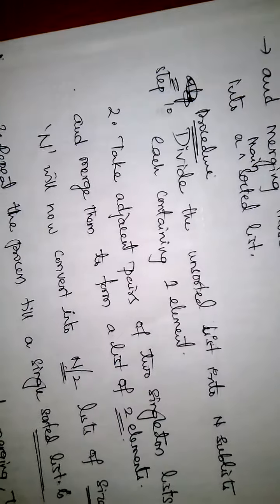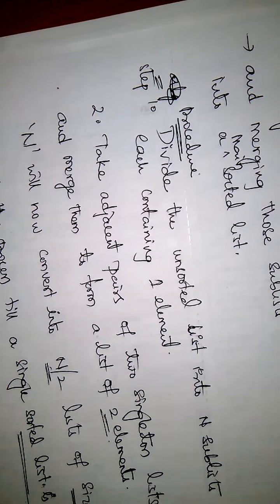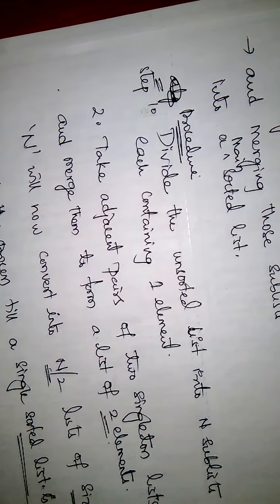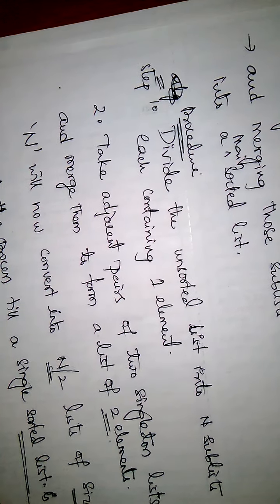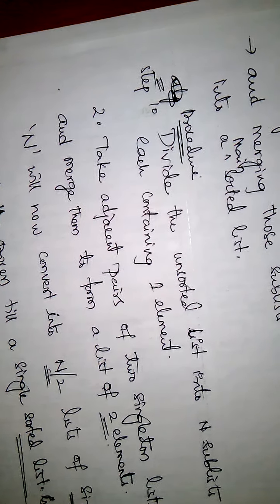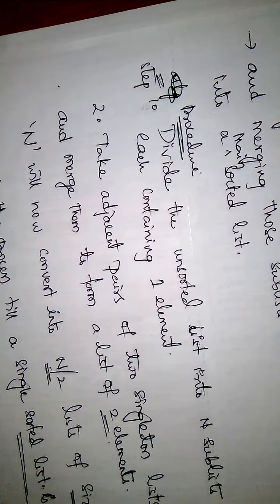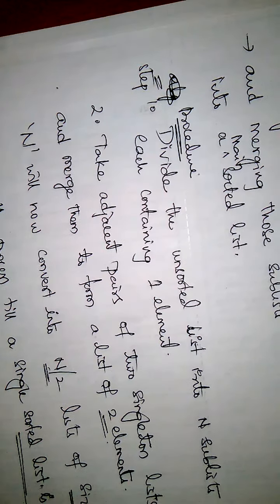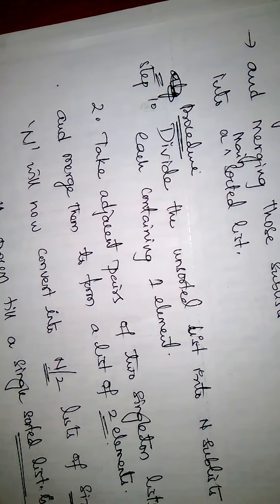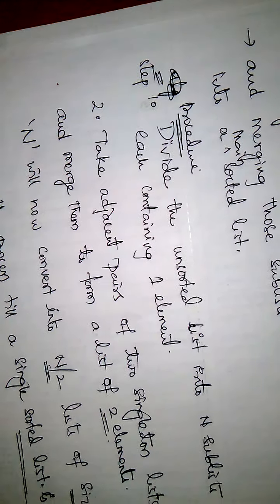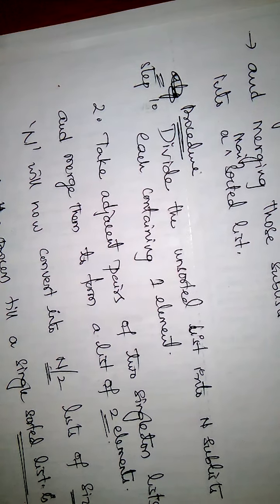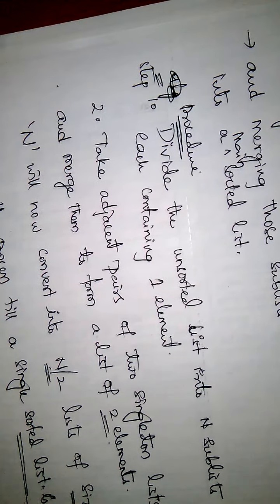In the next step, compare the adjacent pairs. Compare the first sublist with the second sublist, then merge first and second in sorted order. If you have 8 elements, it will make 4 sublists, each with 2 elements. If the number of elements is 8, you will get 4 sublists.